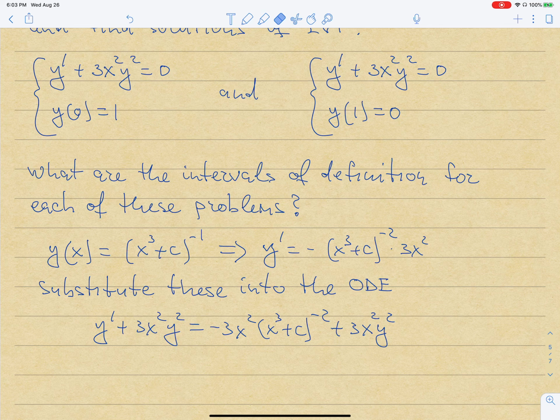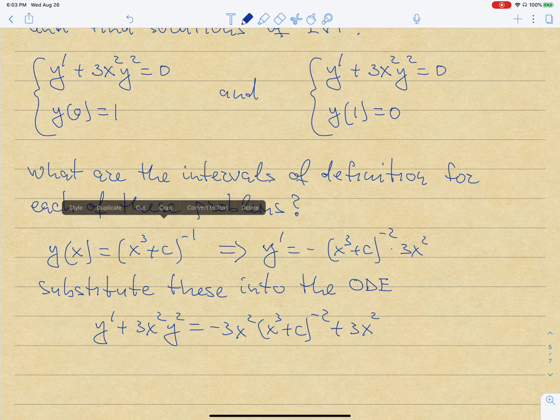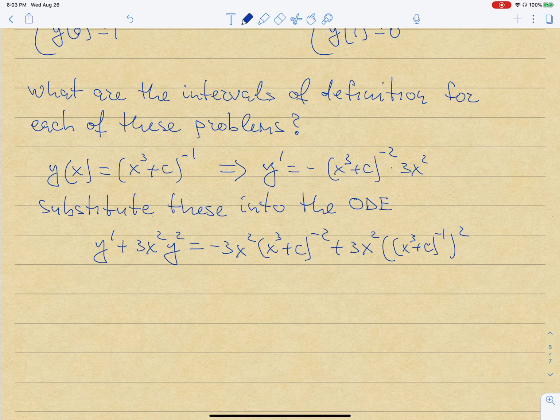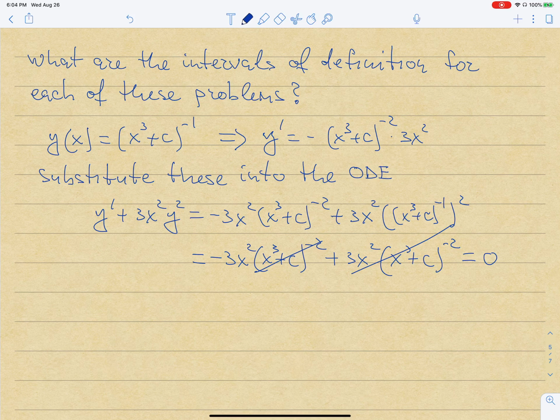And who is y squared? It's our function y listed here squared. So x cubed plus c to the minus 1 squared. All right, but then power minus 1 squared is power minus 2. So this is minus 3x squared times x cubed plus c to the minus 2 plus 3x squared times x cubed plus c to the minus 2. They cancel and you get 0. So that means that indeed our function is a solution which depends on an arbitrary constant. So that means that this is a one parameter family of solutions.